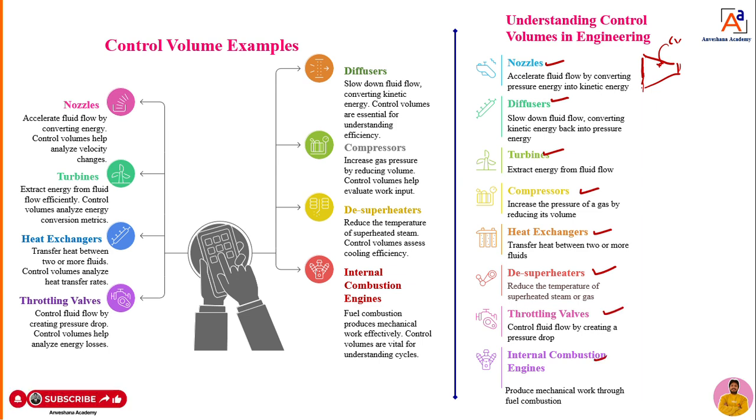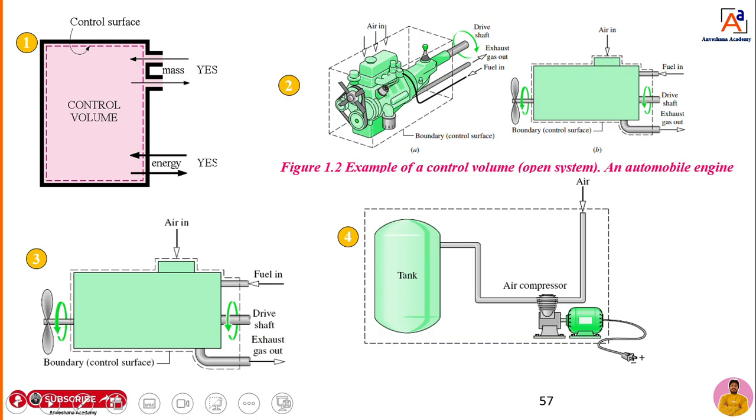Turbines we can see, compressor we can see, heat exchangers, desuperheaters, throttling valve, internal combustion. In all these applications we can see the control volume. How it is, you can see here, dear students. Control volume is a fixed volume or a definite volume which is used for the analysis of energy and mass transfer. So now you can take a compressor, that I have shown here now.